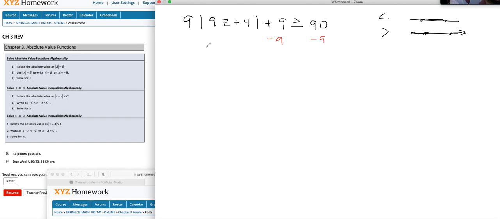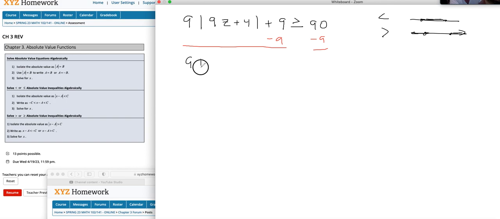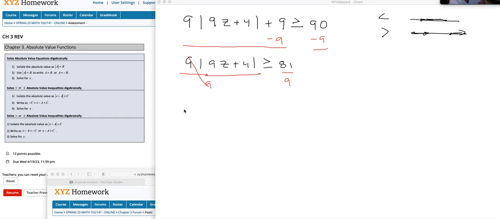So let's bring the 9 over and get this thing divided out. Let's see, 9z plus 4. That's gone, so that's going to make greater than or equal to 81. And then let's get that 9 divided, and cancel that and that. And so now we have the absolute value of 9z plus 4 is greater than or equal to 9. Okay, so now we've simplified this as much as we can, and we have something of that form.